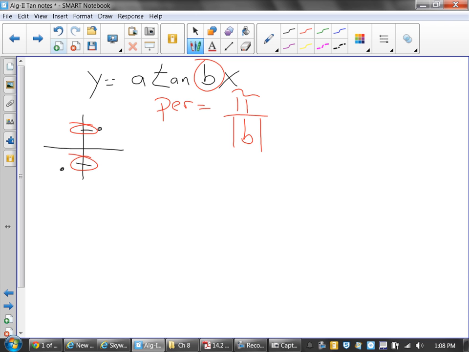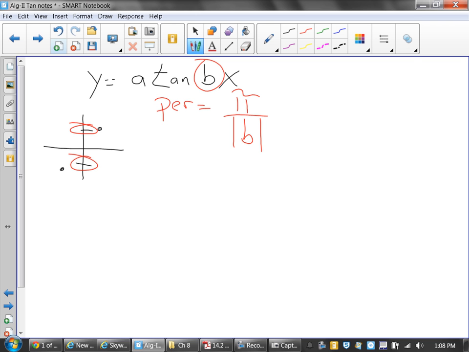To be honest with you, I don't think we will ever have a negative value of B. I don't think this book even has any. It's not that big of a deal because you're taking the absolute value. And then the other part that comes up with the tangent graphs deals with the asymptotes.